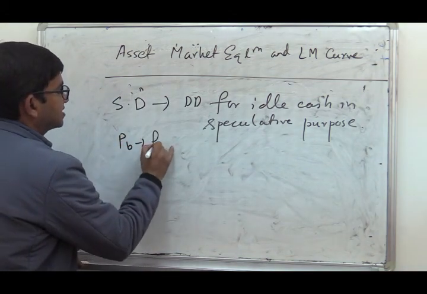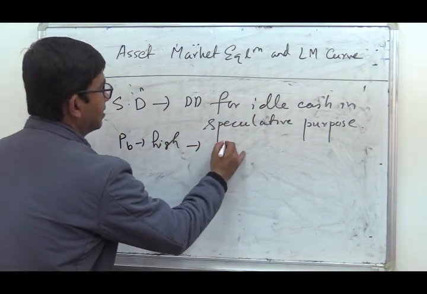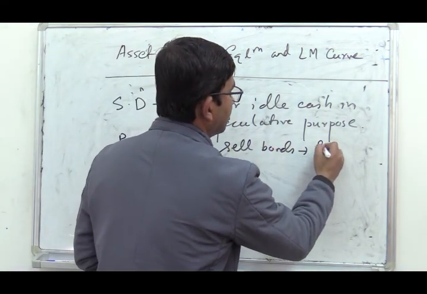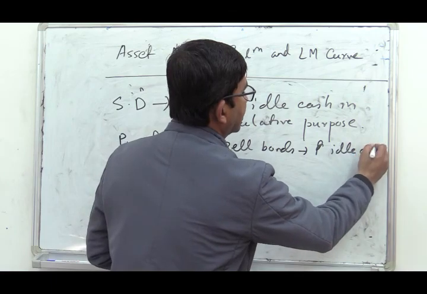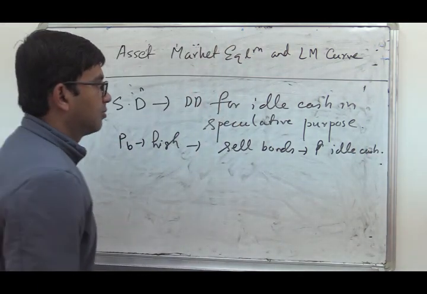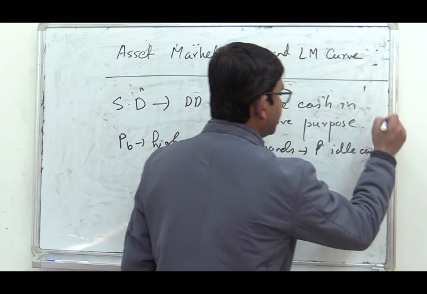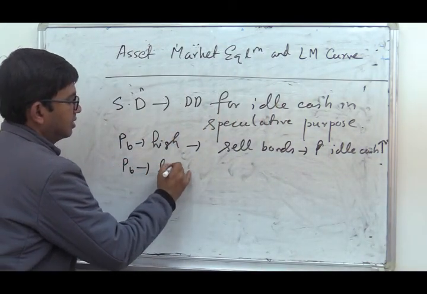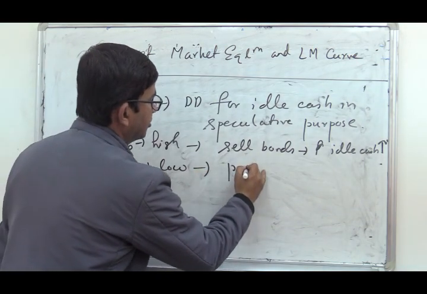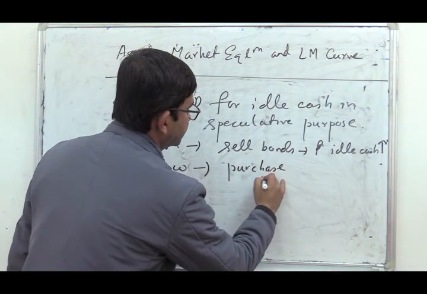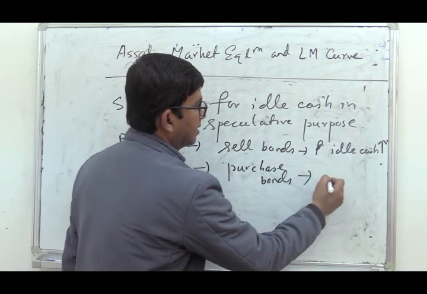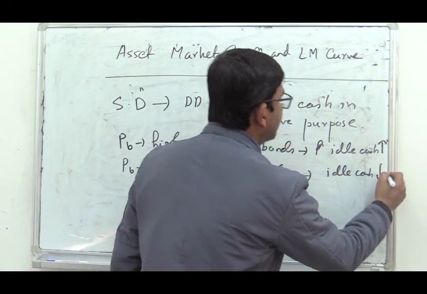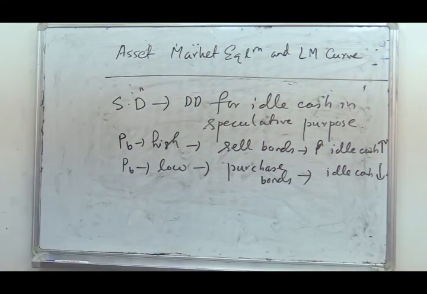So, what will the speculators do? If bond price is high, they will sell bonds. That means they will hold idle cash. To sell bonds, the idle cash in their hand will increase. Similarly, if bond price is low, what will they do? They will purchase bonds, and that means idle cash will decrease.